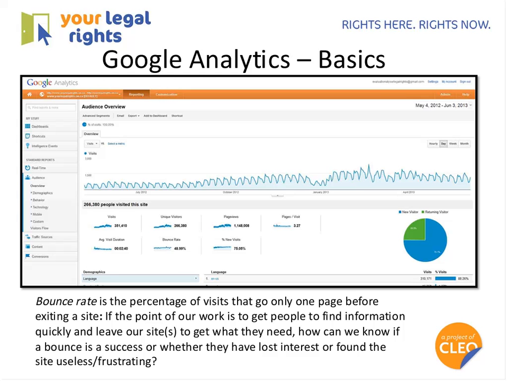The average visit duration is also, again, connected to that. So pages per visit and visit duration, you look at those two things and think about the kind of information you have, how long it takes to absorb, and what you think is an ideal visit duration. The bounce rate is the percentage of visitors that go to just one page on your site before they leave.